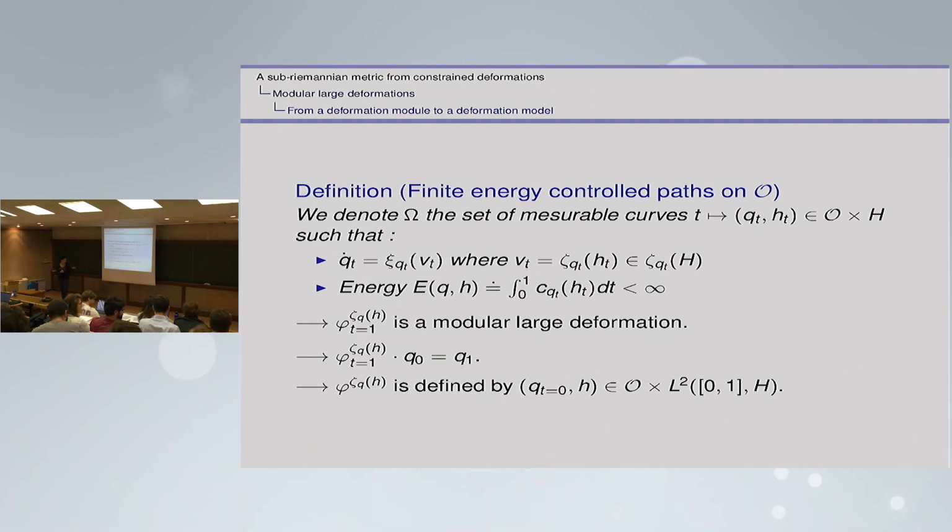And in addition, your whole trajectory is only defined by the initial geometrical descriptor and the trajectory of control, which is L2 in H. Then you can integrate this equation and you can show that everything is satisfied.